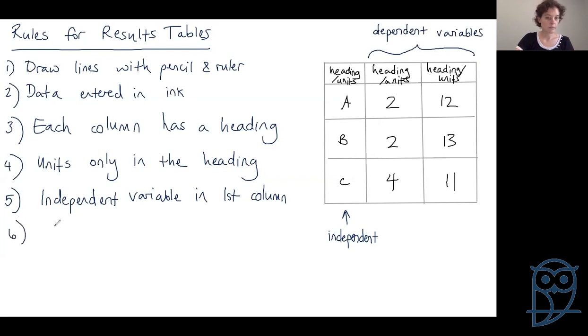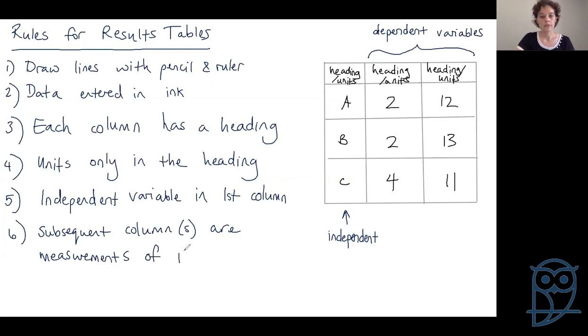Okay, so subsequent columns are measurements of the dependent variable. Okay, so whenever you start to read a question, one of the important things to do is to have a note and have a look. See, where's my dependent? Where's my independent? Okay, what am I looking at here? Because then when it comes to the results table, it makes it easier because you know, that one in the first column, those ones in the subsequent columns.